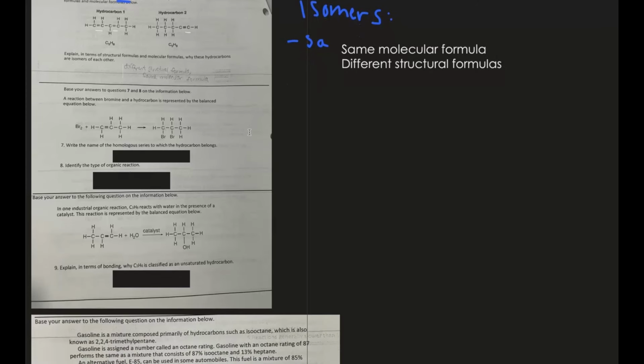All right, number 7, write the name of the homologous series to which the hydrocarbon belongs. So in this case, it looks like a reaction between bromine and a hydrocarbon. So this is the bromine, and this is the hydrocarbon in question. We can see here immediately we have a double bond, and that indicates, Table Q, double bonds are a part of the alkenes series. So the answer here is alkenes.